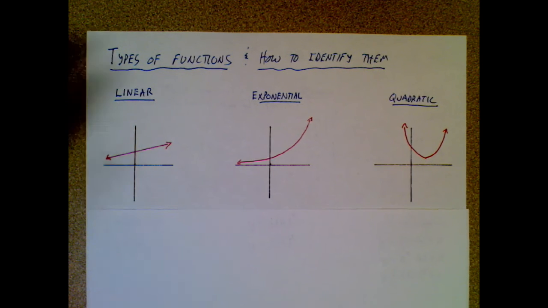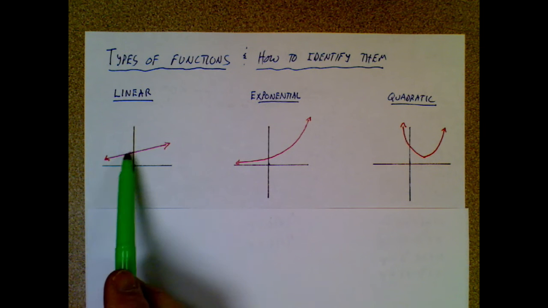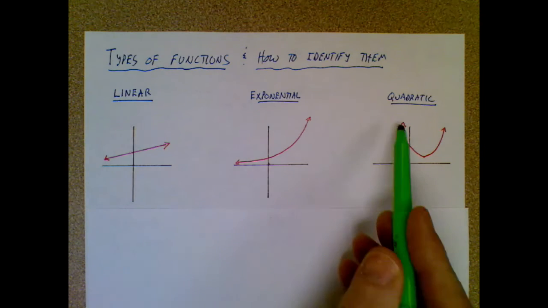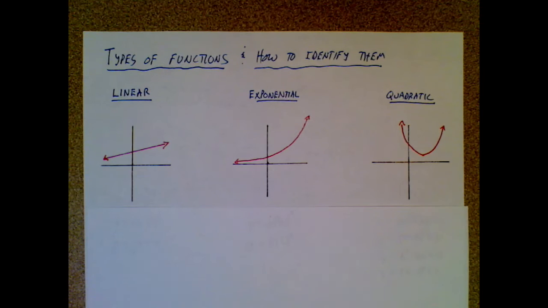The very first way to think about it is just look at the graph. You've got a linear graph, that's a line. An exponential path and a quadratic path are both nonlinear, but they have different curvatures to them.